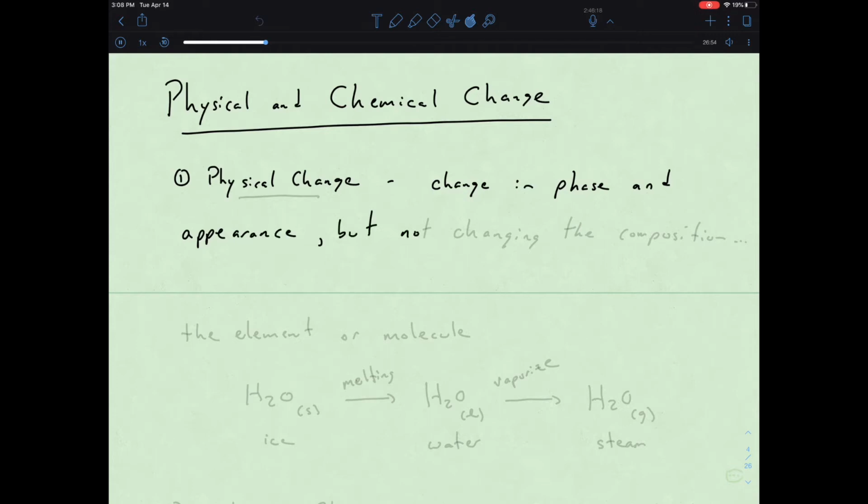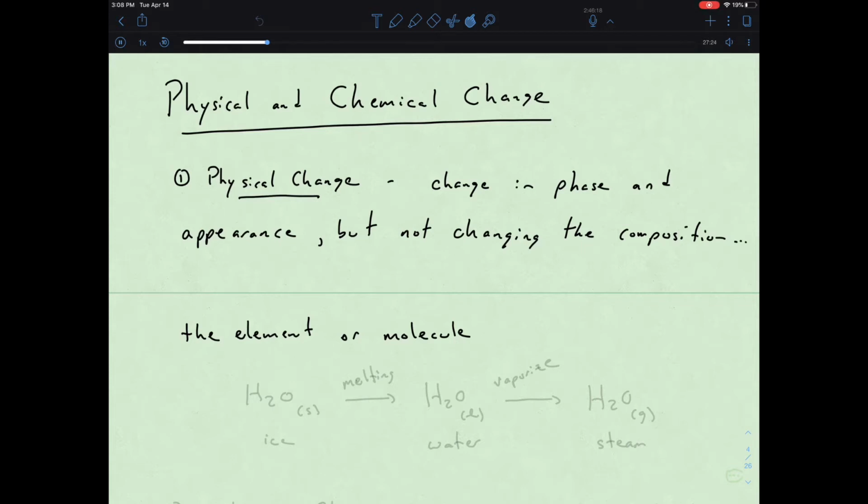But we are not changing the composition, which is the element or molecule.